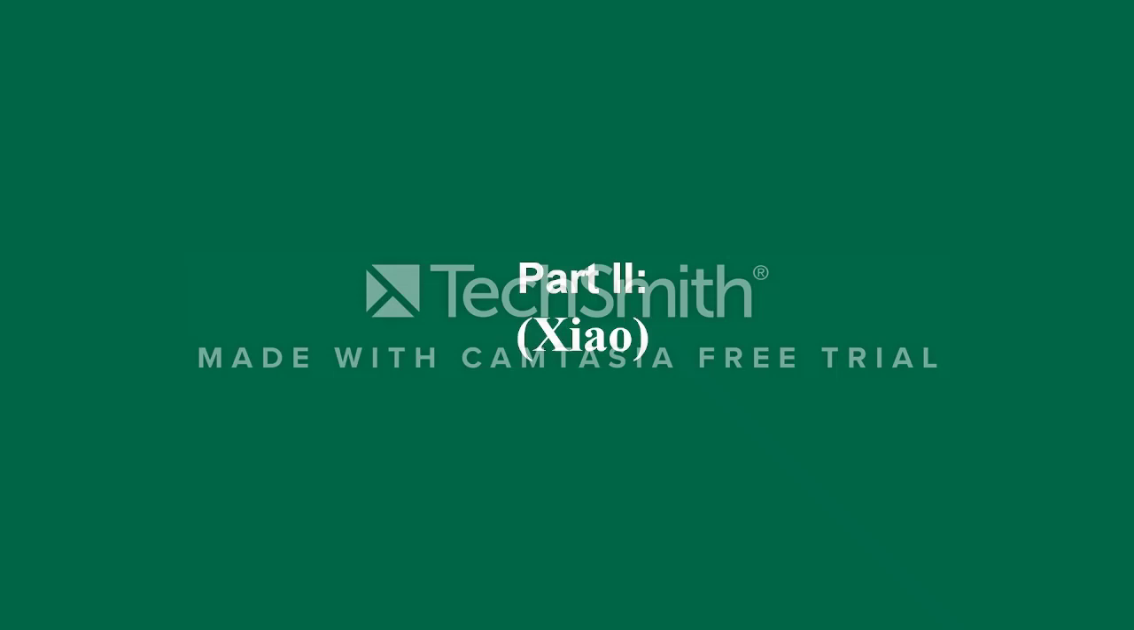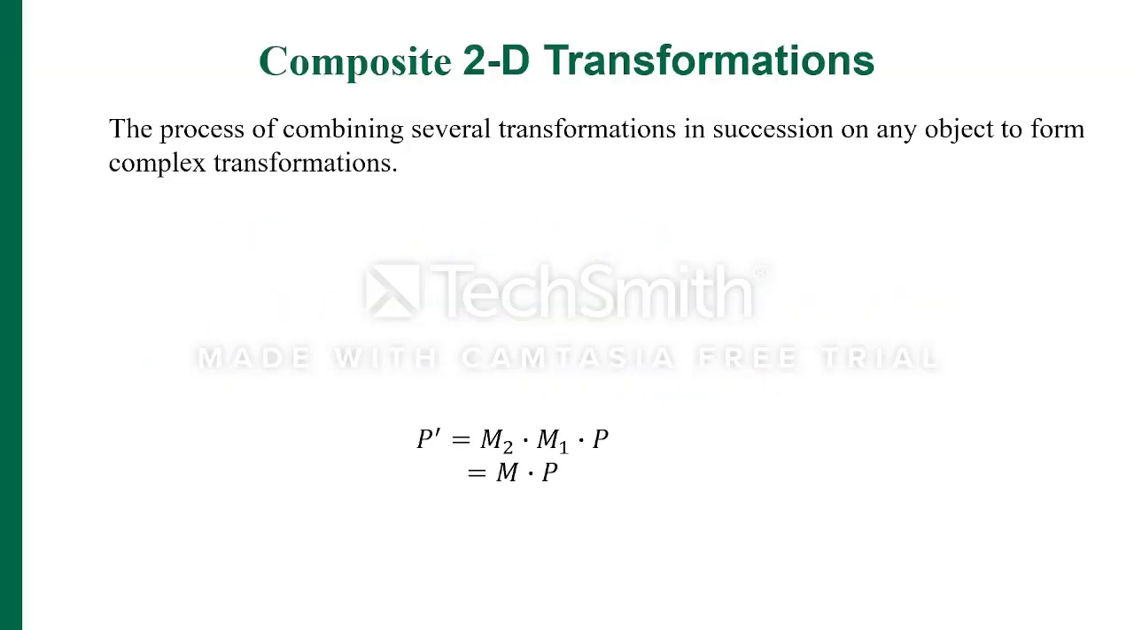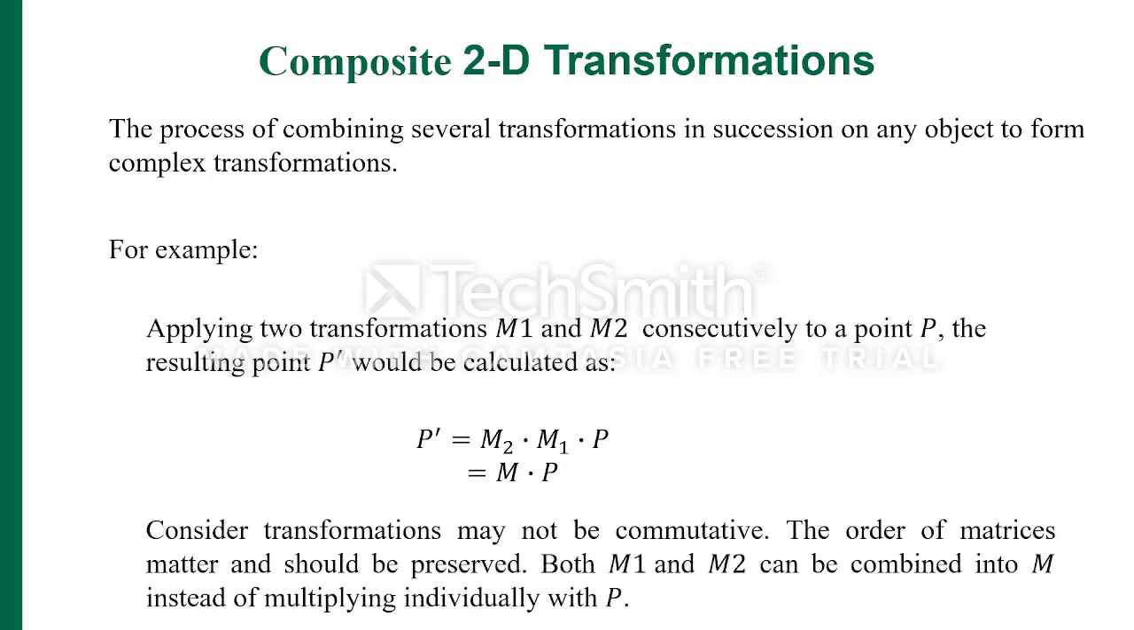Part 2. Presenter is Xiao Han. I have 3 topics. First, composite 2D transformation. Second, rotation and scaling with respect to an arbitrary point. The final one, efficiency of homogeneous coordinates. Let's first talk about what is composite 2D transformation.